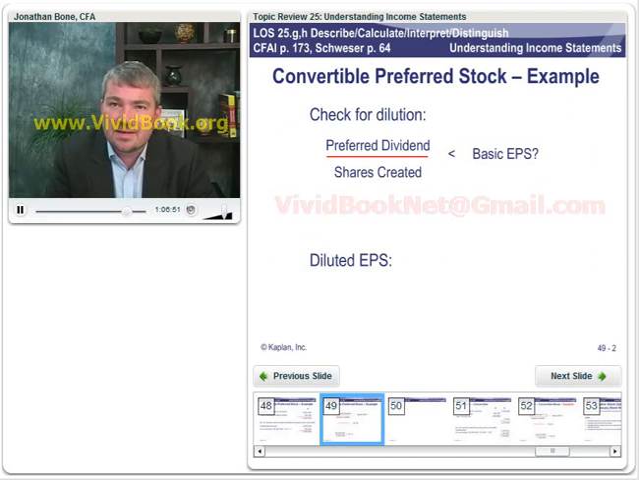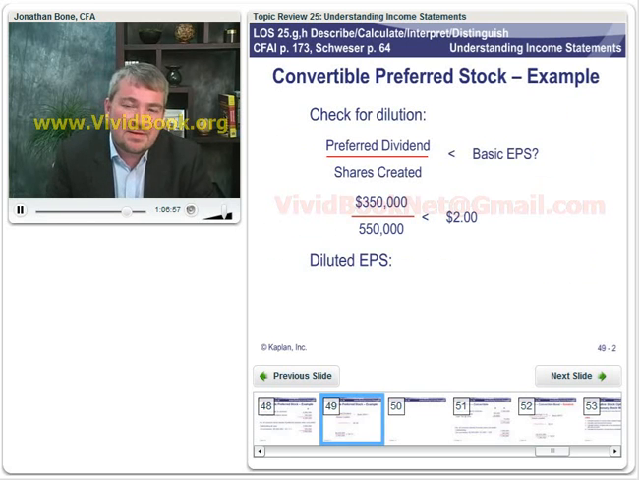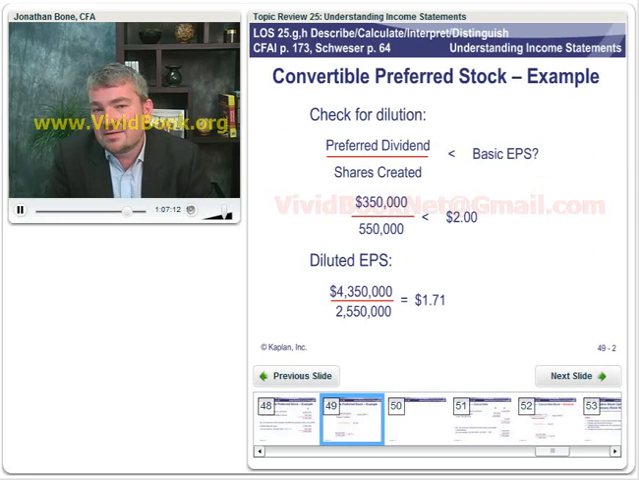And to do this, we compare to basic EPS. So remember, the impact on the numerator was 350, the impact on the denominator was 550 new shares. That, of course, is clearly lower than the basic EPS of $2, and therefore it is a dilutive security. So we can then calculate our diluted EPS as 4.35 million divided by 2.55 million, i.e. $1.71.